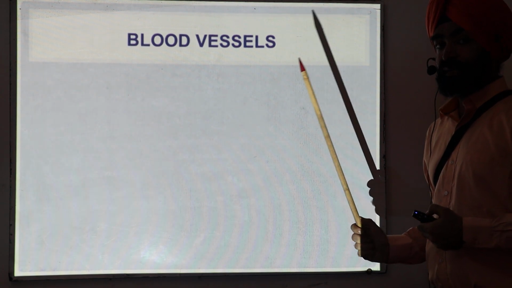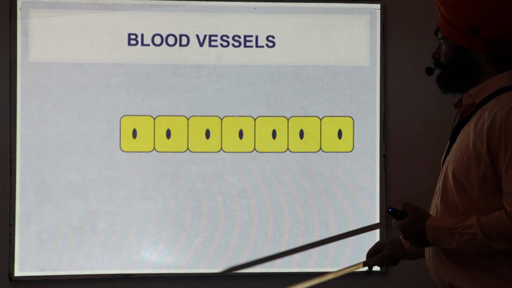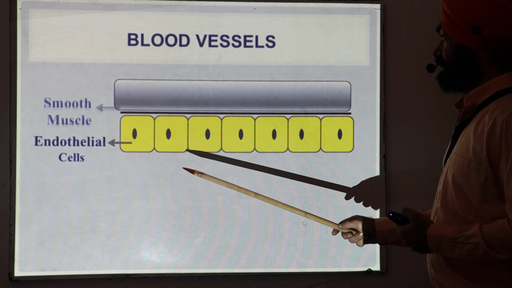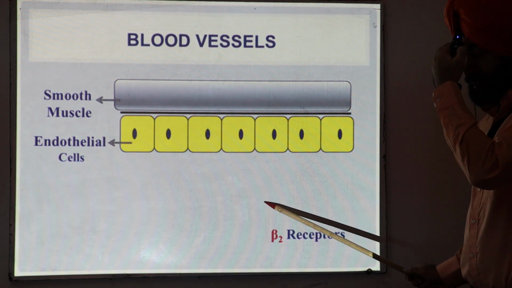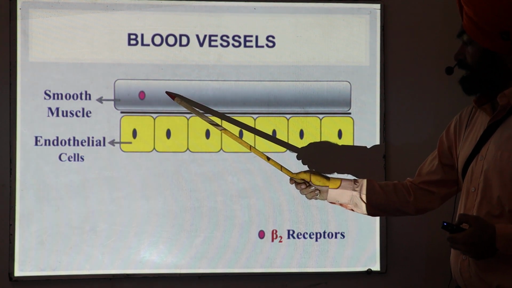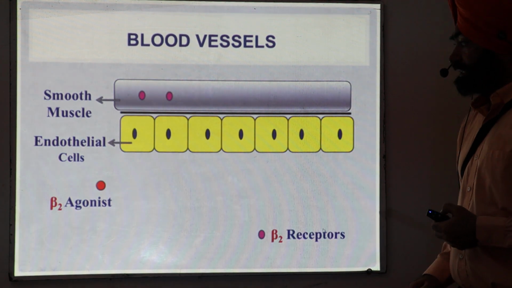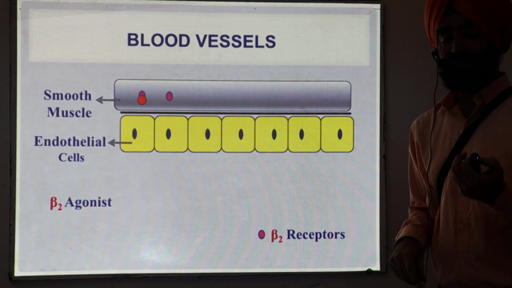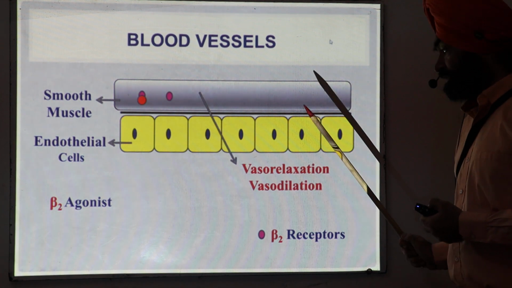Coming down to the other target. The first was the bronchi, the second is the blood vessels. So let's say this is the endothelial cells, this is the smooth muscle. Now we are discussing the beta 2 receptors. I told you beta 2 receptors are located in the smooth muscles. If you use a beta 2 agonist, it will bind to these receptors. Result: I told you they are relaxant, they are inhibitory. So the effect is vasorelaxation, vasodilation.